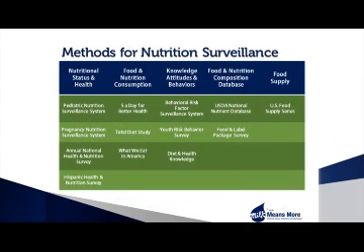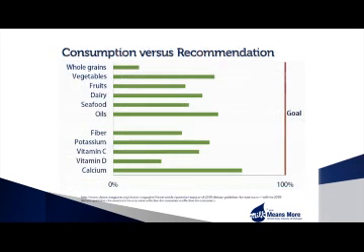There are at least 5 different nutrition surveillance methods for assessing diet quality. All help identify how the nation is performing against our nutrition guidelines and goals. This chart shows the average American intake in comparison to the 2010 dietary guidelines. Whole grains, vegetables, fruits, dairy products, seafoods, and oils were underconsumed, while solid fats and added sugars, refined grains, and sodium were overconsumed.